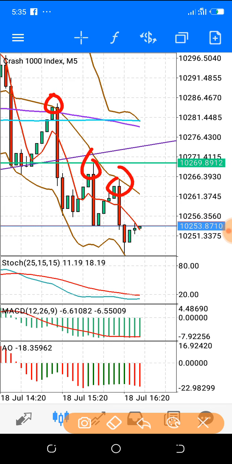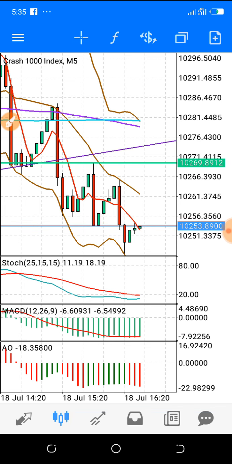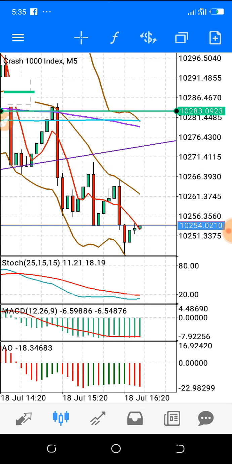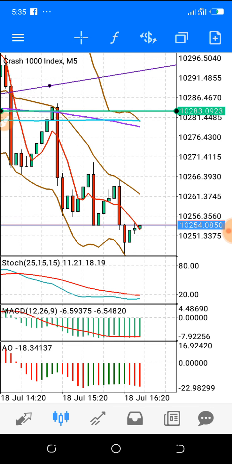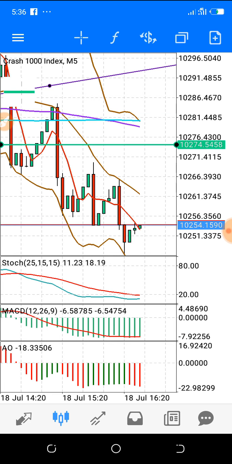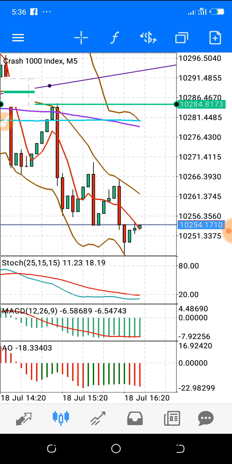Now, how do you draw resistance and support levels? We have two types of drawings: trend line drawing and vertical drawing. This is a vertical drawing, and this is a trend line drawing. So, for example, let's draw a vertical resistance. This is a vertical resistance.